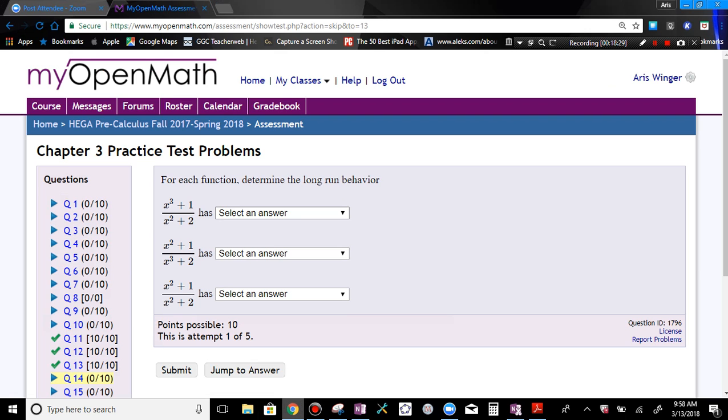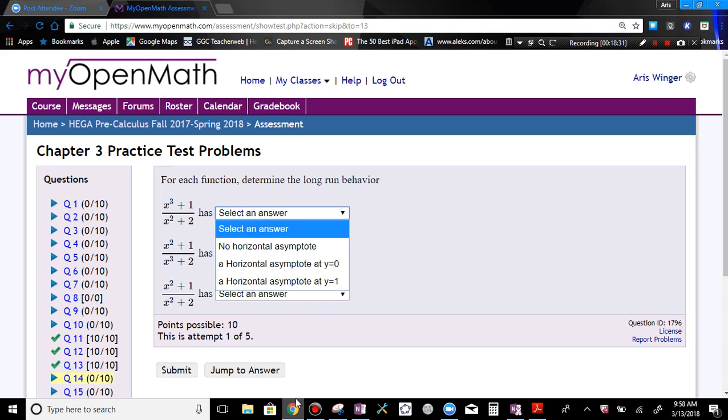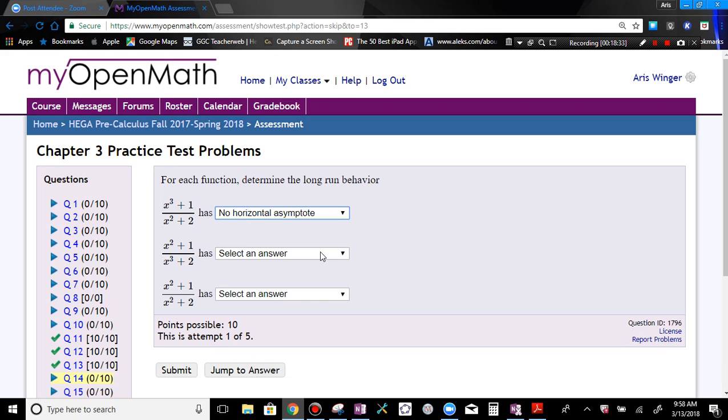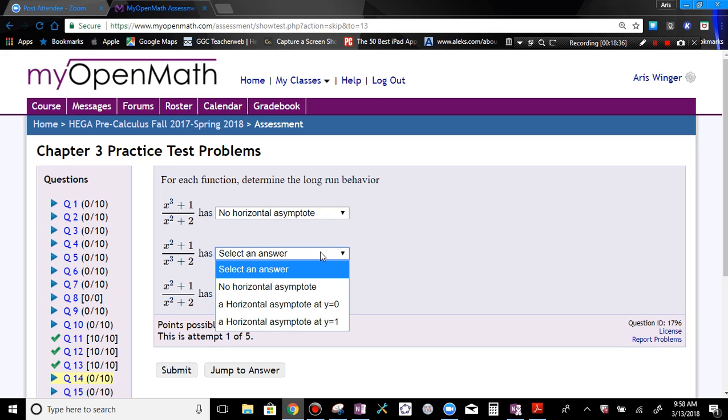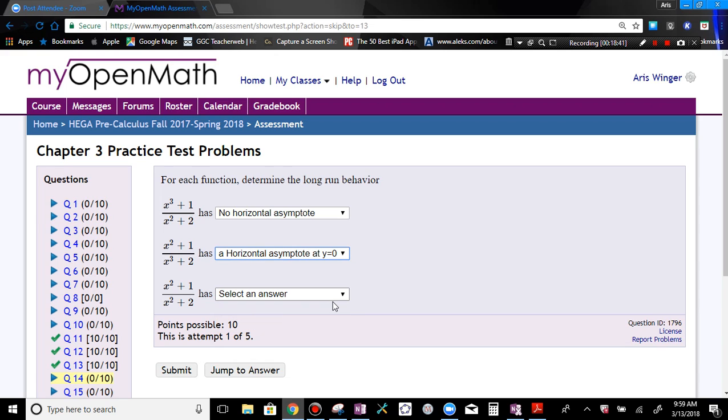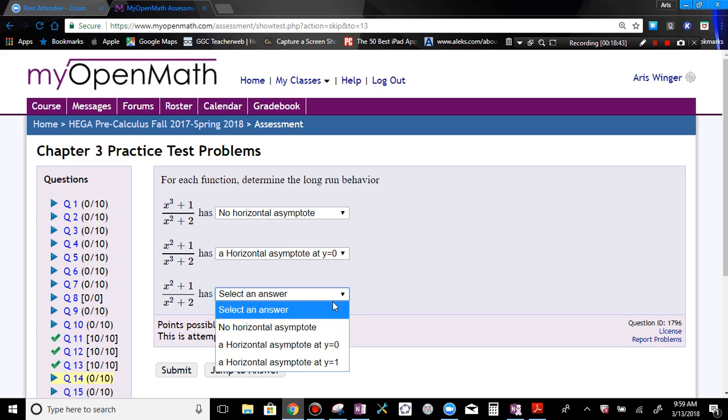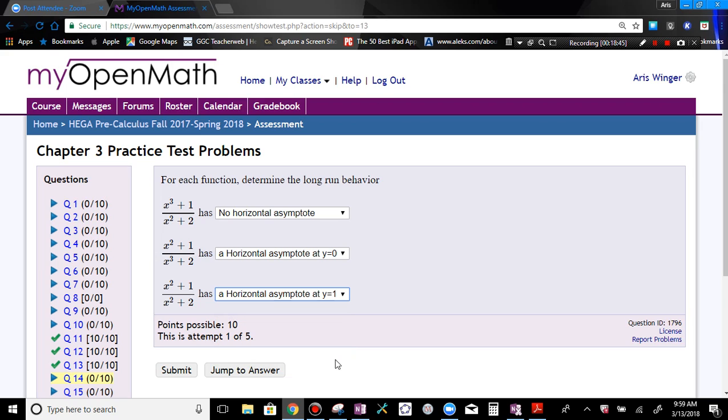So this says there's no horizontal asymptote. Okay, good. This one says there's a horizontal asymptote at y equals 0, and this one is obviously a horizontal asymptote at y equals 1. Super straightforward, right? Just according to the powers.